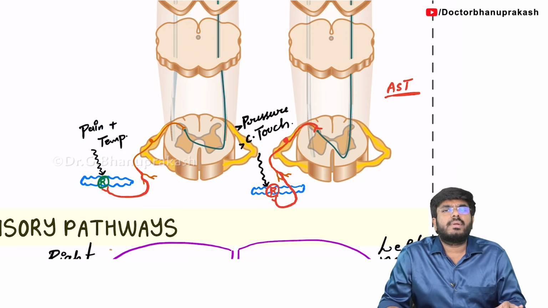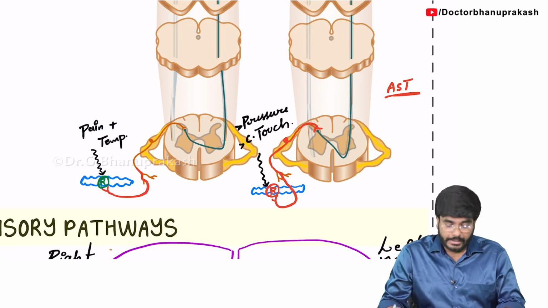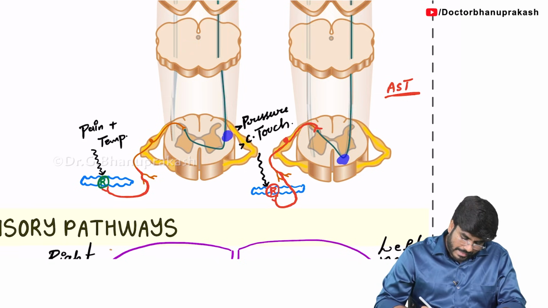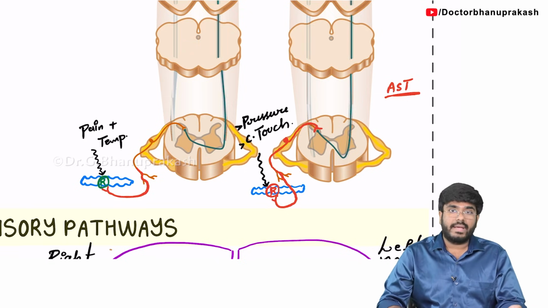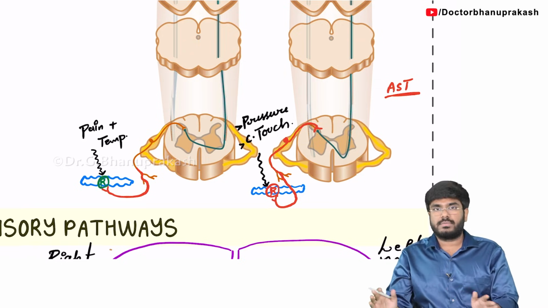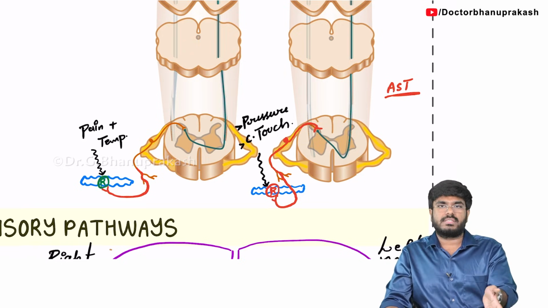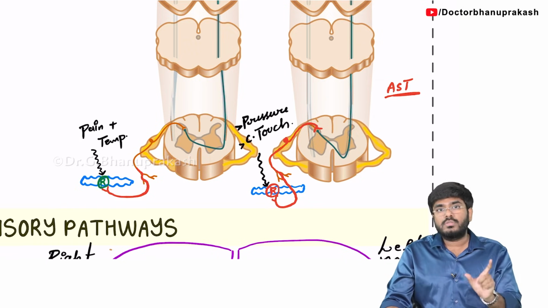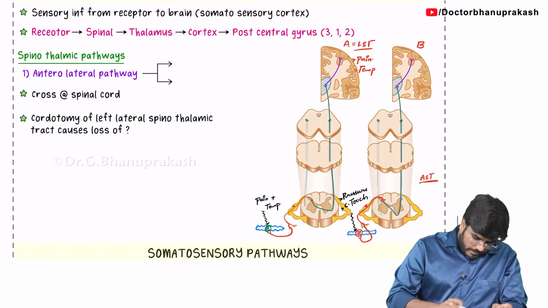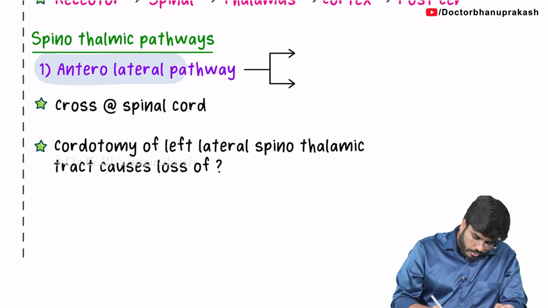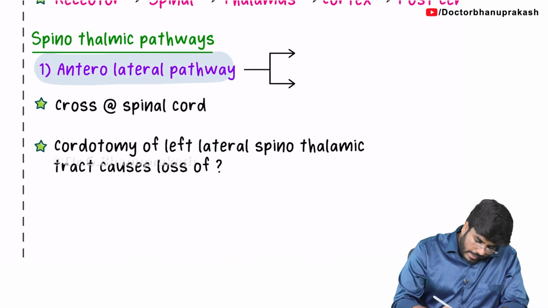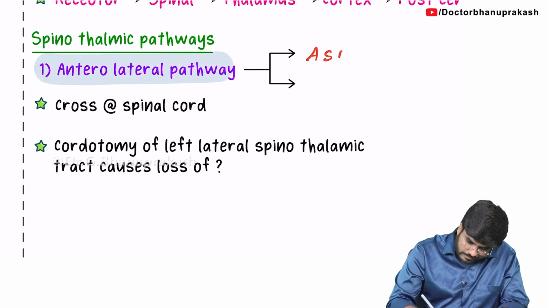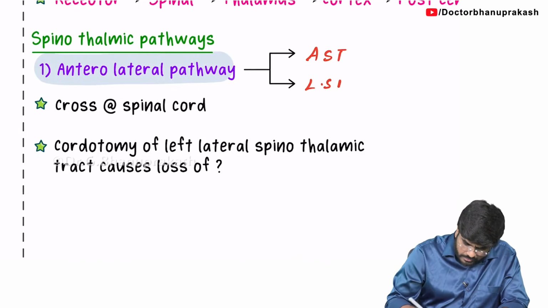So touch, pain, temperature and pressure are carried by the anterolateral spinothalamic tracts, or you can call them the anterolateral pathways. In a simple way, you can say anterolateral pathways. They are nothing but the anterior as well as lateral spinothalamic tracts. So let me give you more clarity. Tell me guys, how many types of anterolateral pathways do you know? Anterolateral includes the anterior spinothalamic and the lateral spinothalamic.